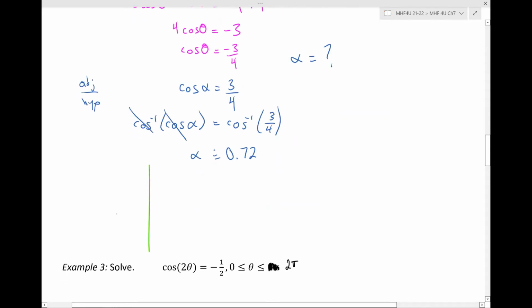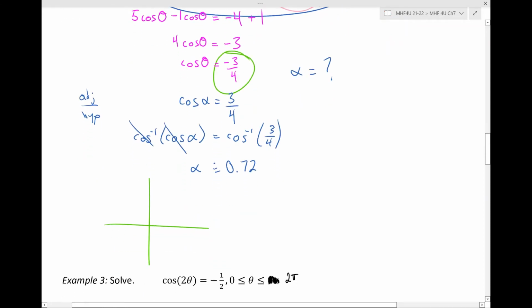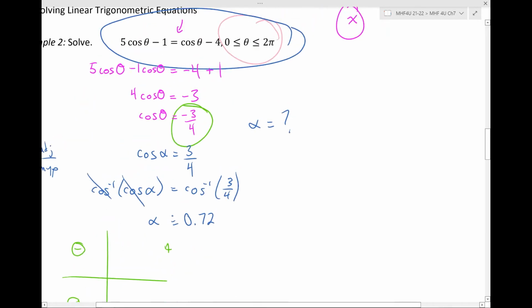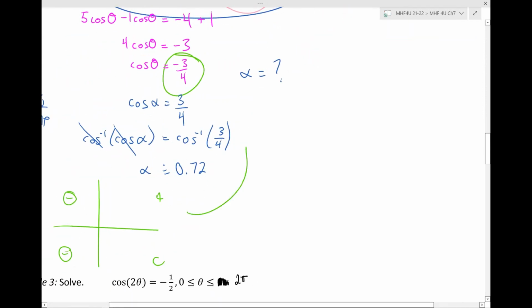Our CAST rule tells us this trig ratio is negative, this trig ratio is cosine. I know the cosine is positive, according to my CAST rule, in quadrants 4 and 1, meaning it's negative in quadrants 2 and 3. If cosine is negative in quadrants 2 and 3, that's where I'm working here. And so I can use my CAST rule, I can use my related acute angle. Here's where it's a little bit, it doesn't get too complicated yet.